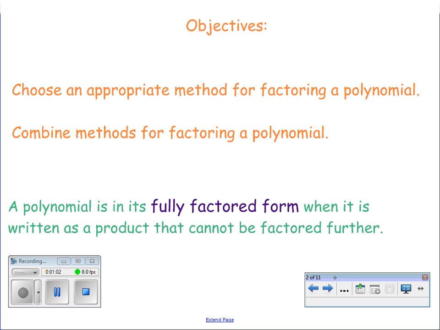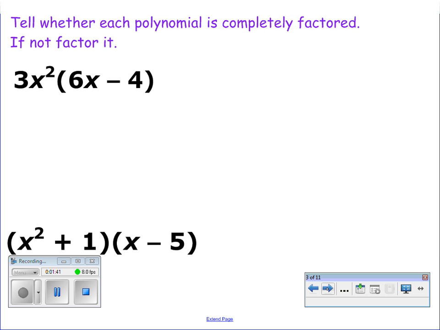Now keep in mind that a polynomial is only fully factored when the product is written out and nothing further can be factored. It has to be in simplest terms, okay? So just think of a fraction being simplified. You can simplify a fraction a little bit and it still not be fully simplified because you can take it further. Same thing goes for factoring. Okay, you can factor something, but then it's possible that once you factor it, it can be factored again or simplified further. So that's what we're going to be doing today.